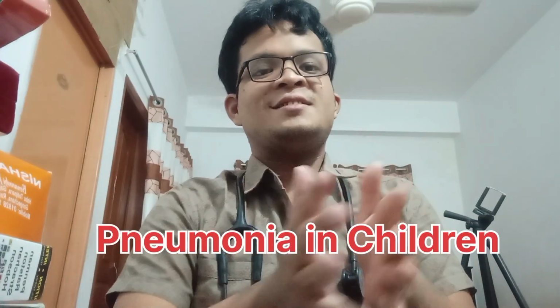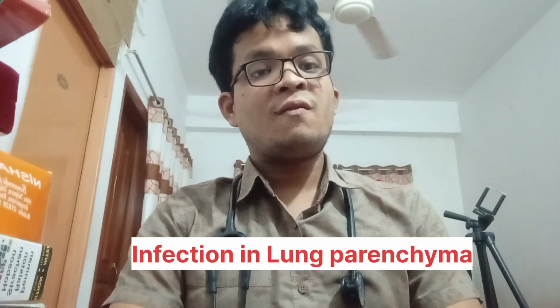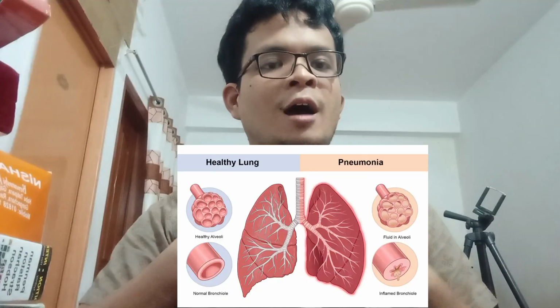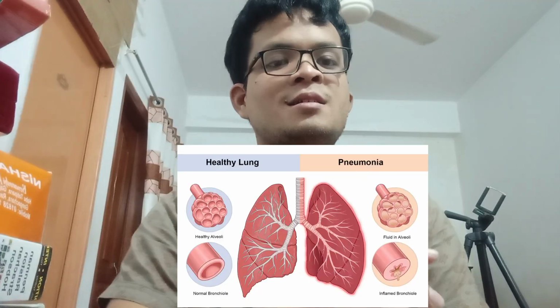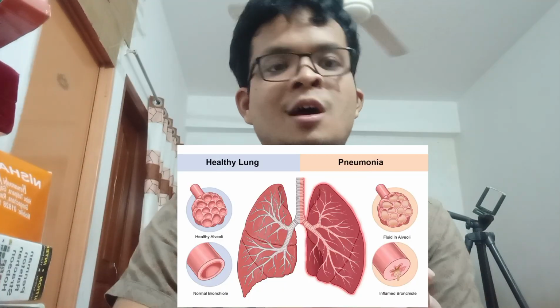In this video, we will discuss pneumonia in children. Pneumonia is defined as infection in the lung parenchyma. So it means when your lung parenchyma is infected by some specific organisms. So we can classify pneumonia according to its source of infection.